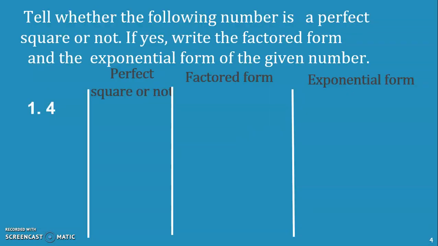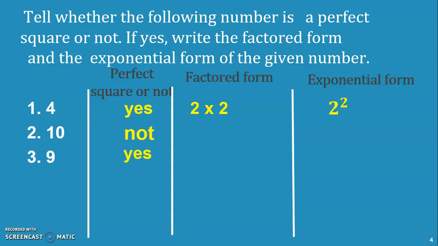Okay, tell whether the following number is a perfect square or not. If yes, write the factored form and the exponential form of the given number. Example number 1, number 4, a perfect square or not? Yes, a perfect square dahil ito ay 2 times 2 or 2 squared. Then, number 10, it is not a perfect square. Number 9, yes, a perfect square because it is 3 times 3 or 3 squared.